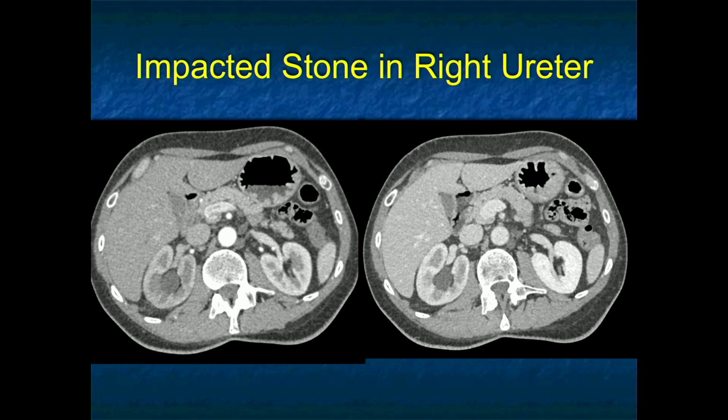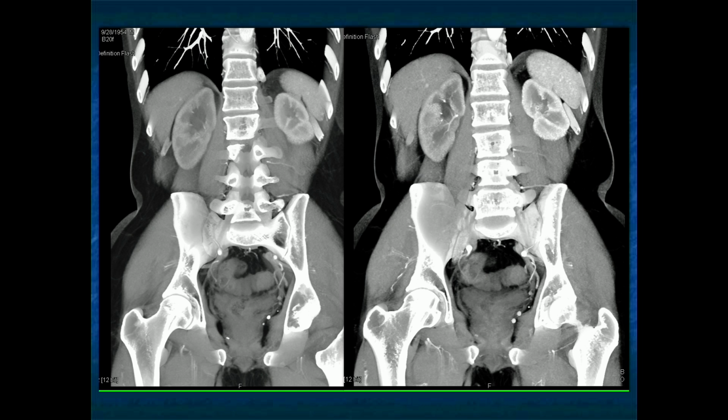You look at this case, you notice that the right kidney's intensity is different than the left. There's dilatation of the pelvis. You look at it in the coronal view, very nicely seen. And now you're trying to figure out what's going on here.